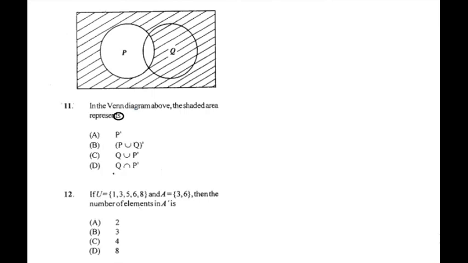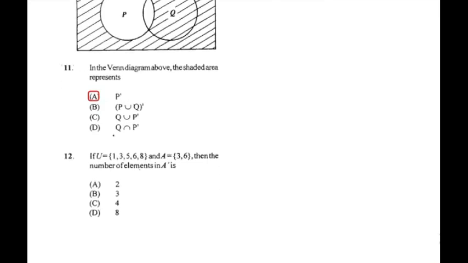So number 11, in the Venn diagram above, the shaded area represents. This was also explained in the 2013 paper in depth, so you can check the link below in the description. But what we're looking at is that the apostrophe beside the letters means not. So what A is essentially saying is not P, so everything except P. I just need to know how to read these equations that they have set up, and the answer will be easy to get.